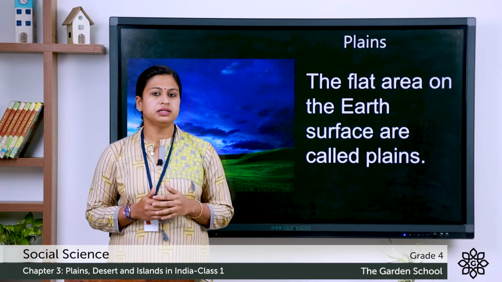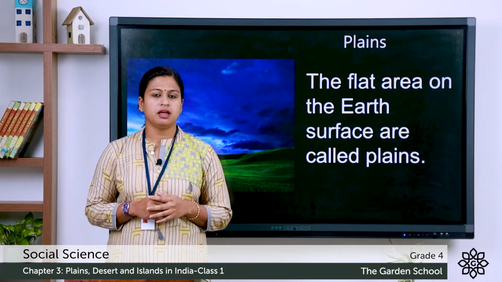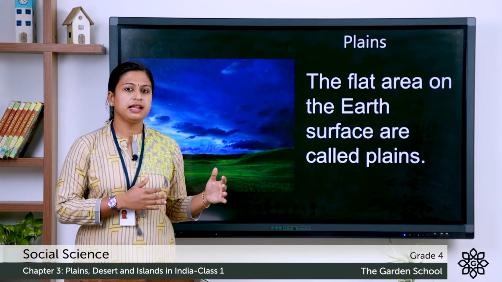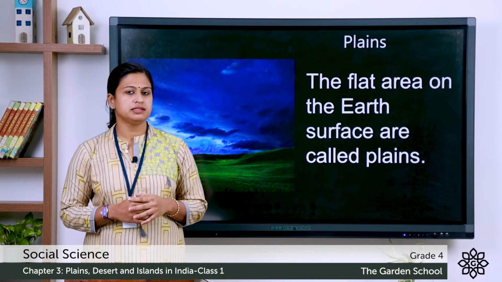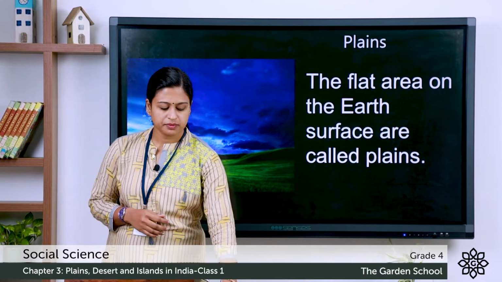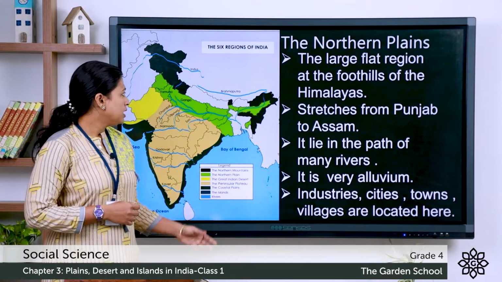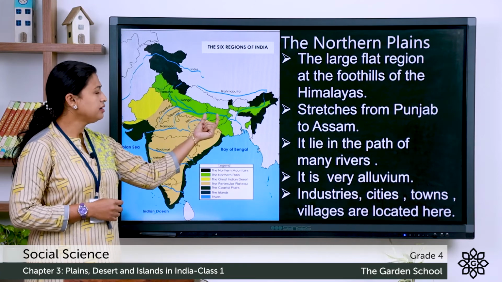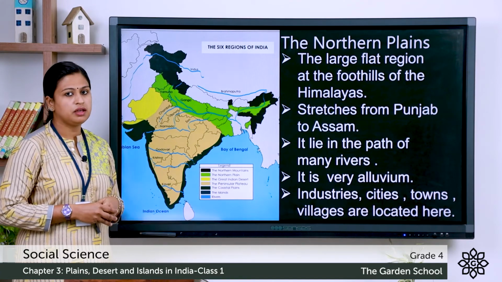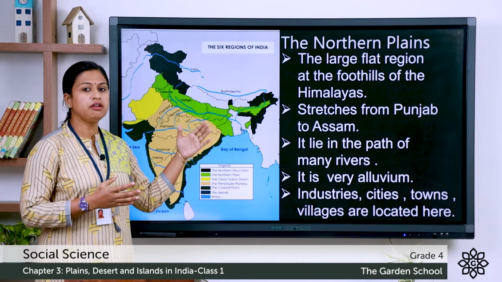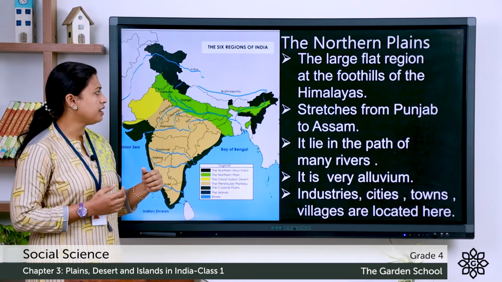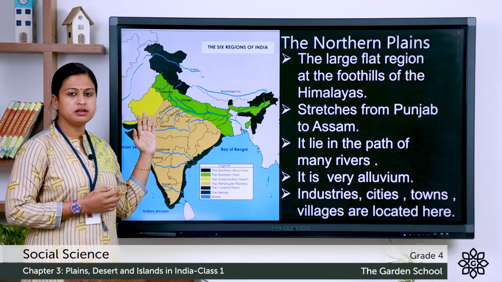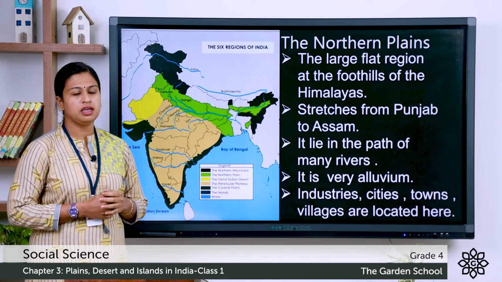Now, we are going to learn about the northern plains. But before that, let's see what is a plain. The flat area on the earth's surface is known as plain. This is the map of India and you can see the green color is the northern plain. It is situated at the foothills of Himalayas. It stretches from Punjab in the west to Assam in the east.